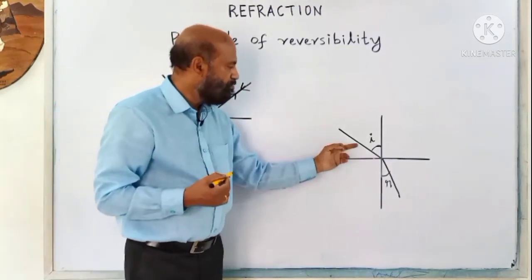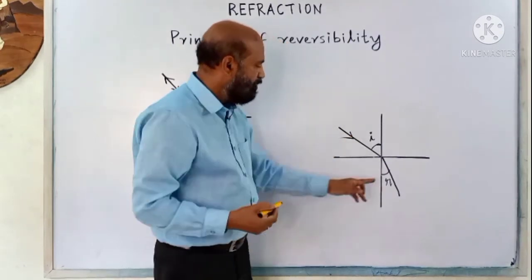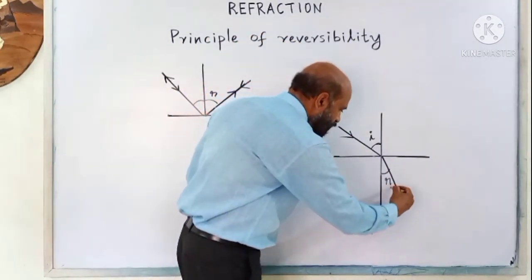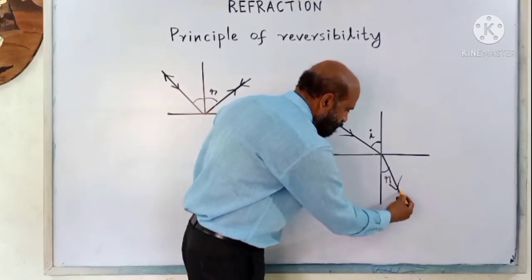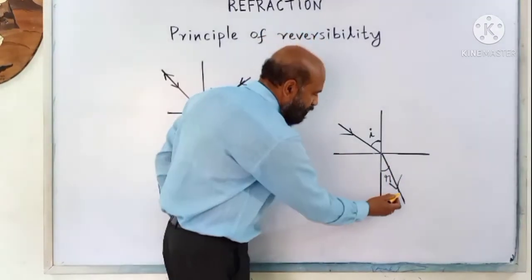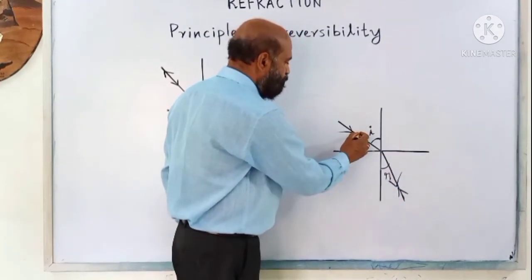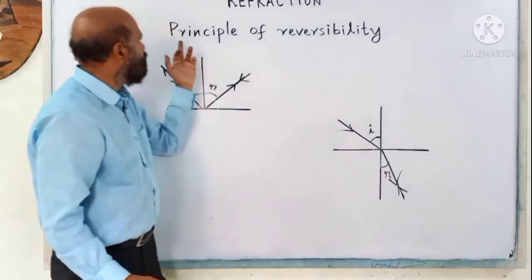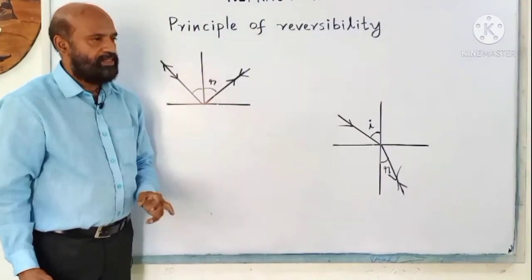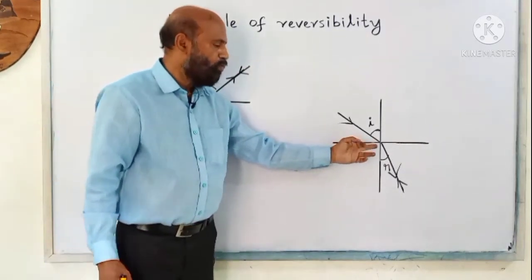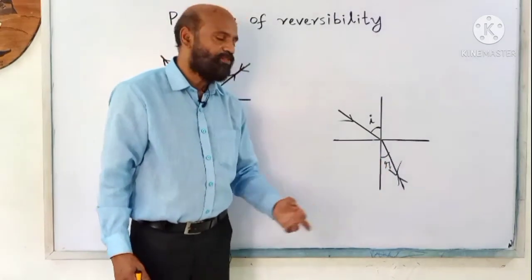So in this case, this is the incident ray. This is the refracted ray. Suppose we reverse the direction, then light will follow exactly the same path. So that's the principle of reversibility. The principle of reversibility states that light will follow exactly the same path if the direction of travel is reversed.